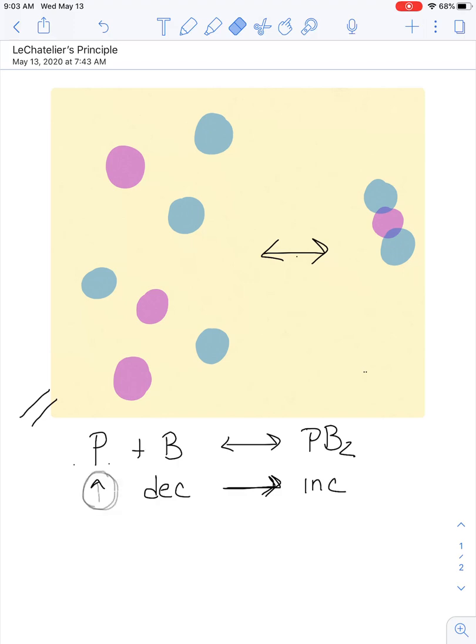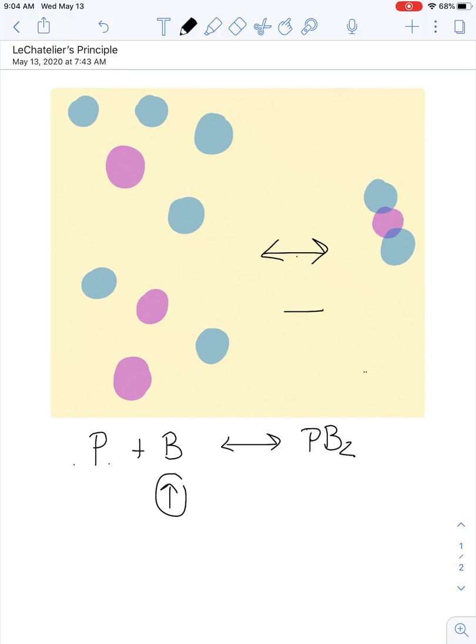Okay, so let's do another stress. Let's add blue. So I am going to add blue. That is going to be my stress. So I'm just going to put some more blue in here. And again, the system's like, oh, too many blues, I got to get rid of it. The only way for me to relieve my stress and get rid of that is for those blues to turn into products with a purple. So now I have to erase these over here.